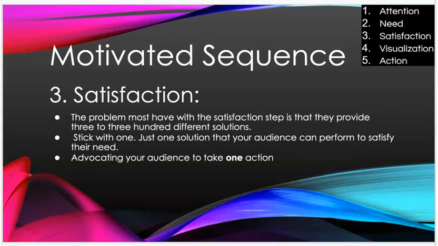The problem must have a satisfaction step that is provided, and it can be a lot of different solutions. However, what I'm going to tell you is just give us one solution. Just pick one and stick with one because it's easier to remember the one solution. Remember, just one solution that gives your audience the ability to do something and then satisfy the need is the best choice. Because if there's 7 different options, we won't do anything because we won't know what to do, right? Advocate that your audience take one action.